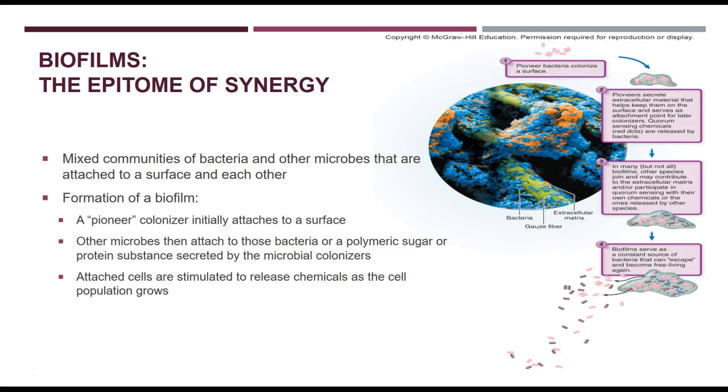And once attached, these pioneer bacteria secrete an extracellular material, kind of like a slime layer, that helps to keep them attached to the surface. It also serves as an attachment point for other organisms to attach to as well. This creates what we call quorum sensing chemicals. Quorum sensing chemicals are released by these bacteria, and they kind of communicate to other organisms, hey, come join us, come colonize here. In most biofilms, you're going to have other species of organisms begin to attach and colonize within this extracellular matrix, and they will participate in quorum sensing as well with their own chemicals to attract other organisms.